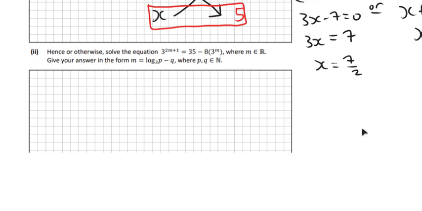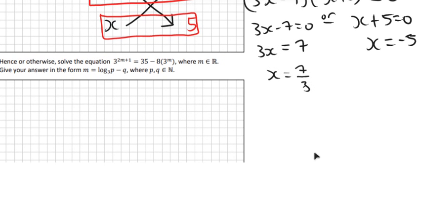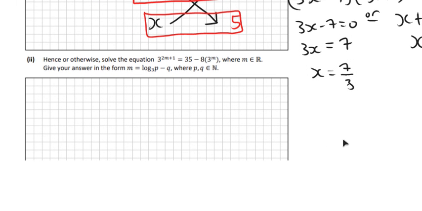Actually, I've made a mistake there, haven't I? That should be over 3, because you're bringing across the 3, sorry. So 7 over 3. So 7 over 3 and minus 5, they're your solutions.